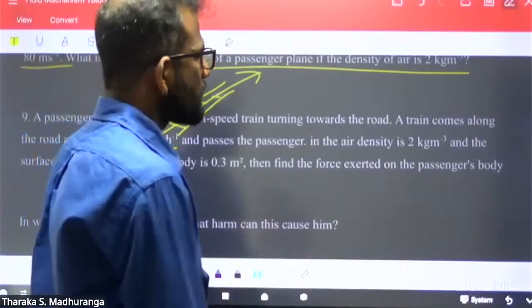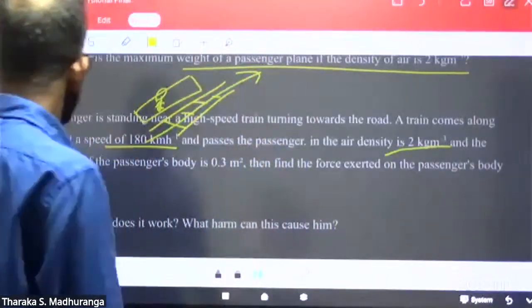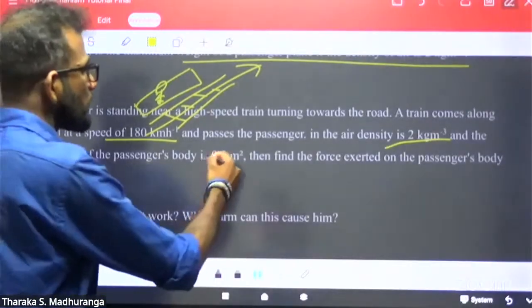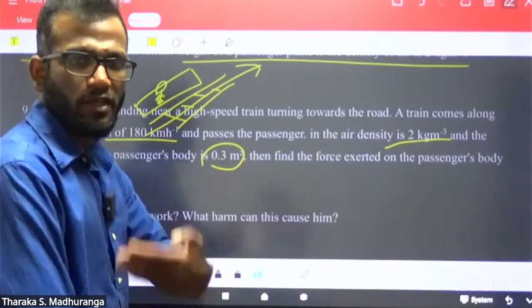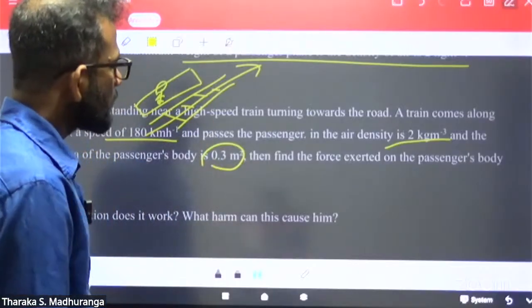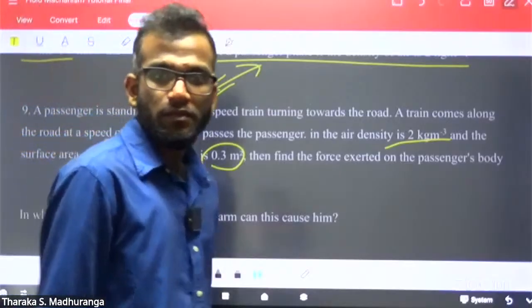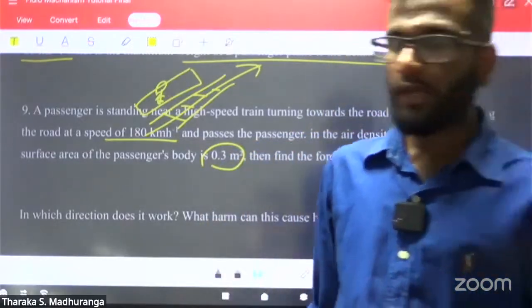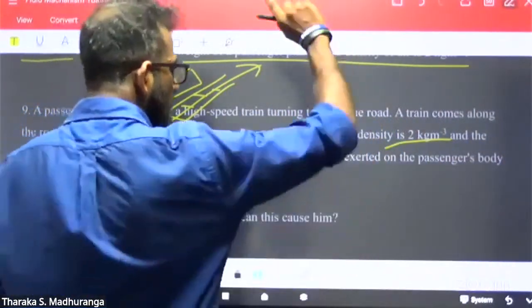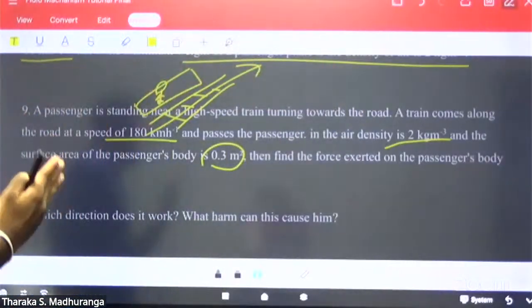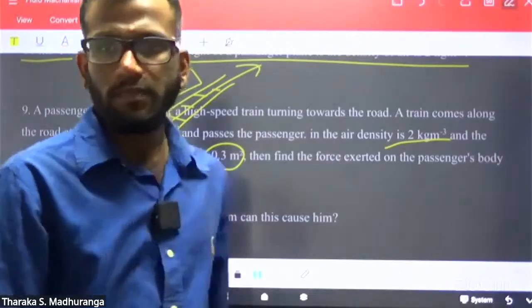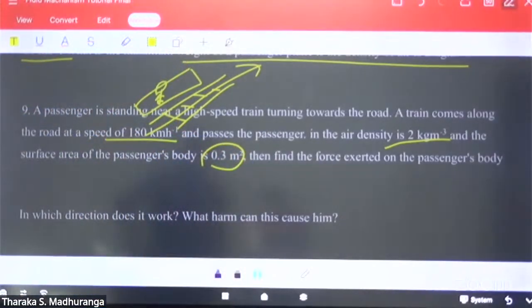The air density is given as 2, and the surface area of the passenger's body is 0.3 square meter. Find the force exerted on the passenger's body. Okay, now you have to use Bernoulli's theorem. Now you can try. I can give you 3 minutes. They are very simple questions. Now you already know the method. Get the pressure difference first, then the pressure difference and the surface area are given.